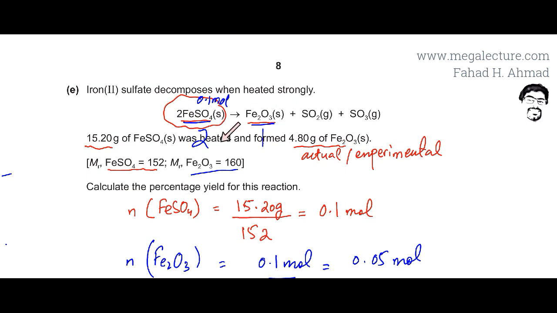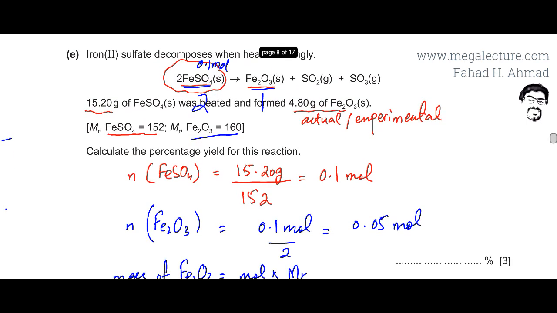Now, in the actual experiment, you're getting 4.8 grams. The reason you're getting less is that in the actual experiment, there are a lot of impurities, the reaction conditions are not suitable, so the reaction generally doesn't go to completion, or there are lots of impurities, so a lot of the sample is not pure enough to get the complete yield. So theoretically, we should be getting 8 grams, but you're only getting 4.8 grams.